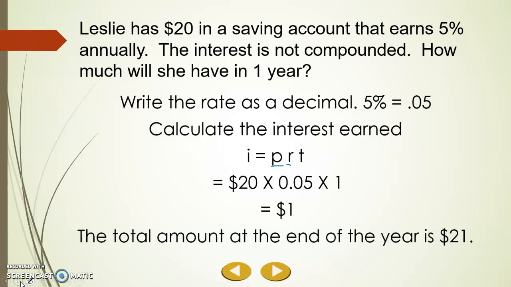$21. Now that may not seem like a whole lot, but imagine that you've invested $200. You just earned $10. Or $2,000. You just earned $100 just by leaving your money in the bank. So when you do deposit your money, make sure you're looking for a bank with a good interest rate.